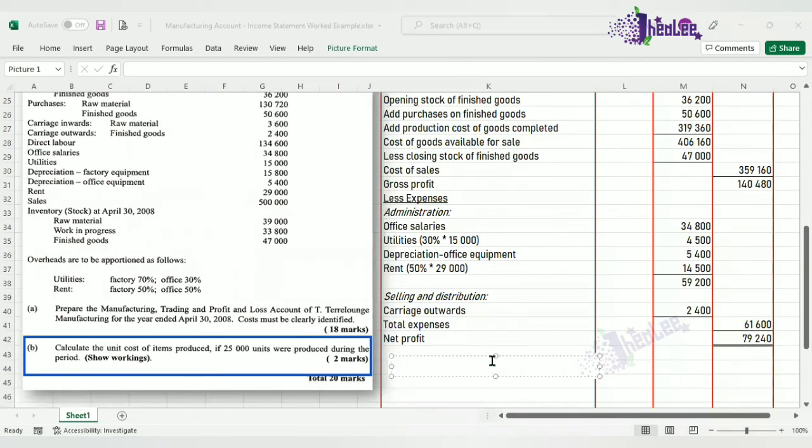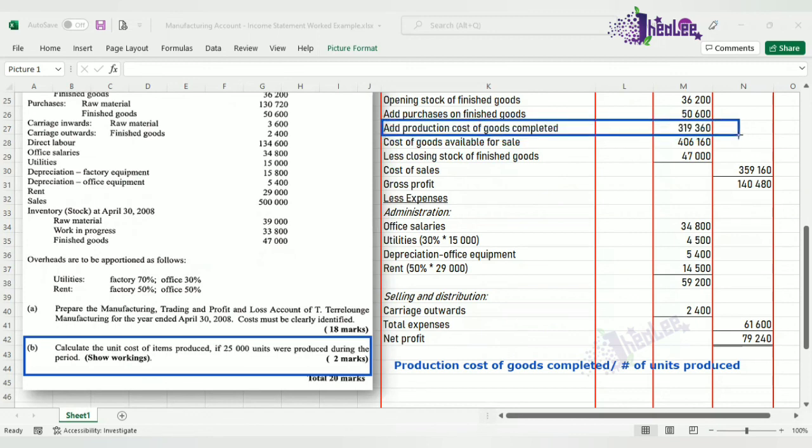In calculating that, the formula is production cost of goods completed divided by the number of units produced. And what we're going to do now is pick up those figures. So bear in mind that the production cost of goods completed, there are two places where you can find that figure. It is basically coming from your manufacturing account. And if you're asked to prepare the income statement, that figure is there as well.